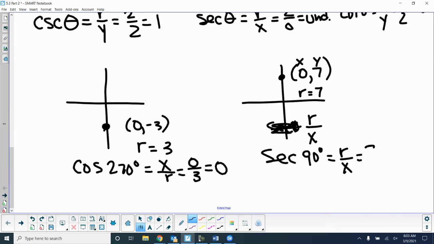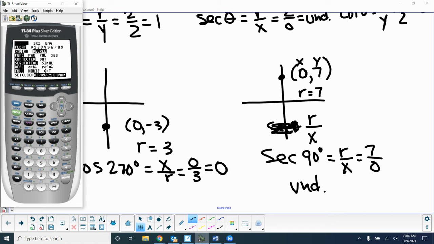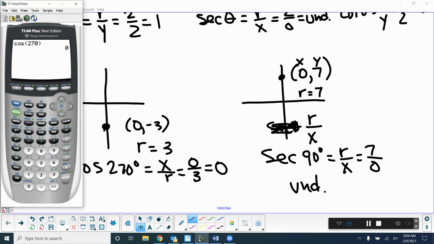So r is 7, x is 0, so it's undefined. Okay? How would I put secant in my calculator? 1 over what? Cosine, right? So if you wanted to do 1 divided by cosine of 90, it should say undefined. Divide by 0. Right? You can't do that.